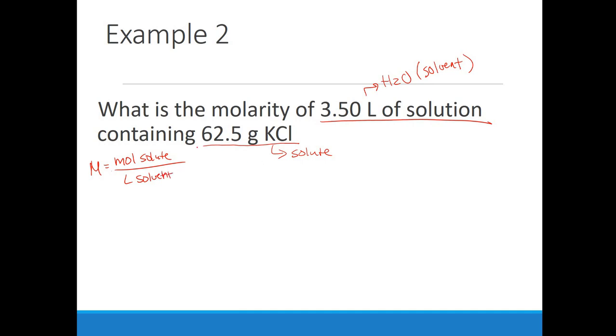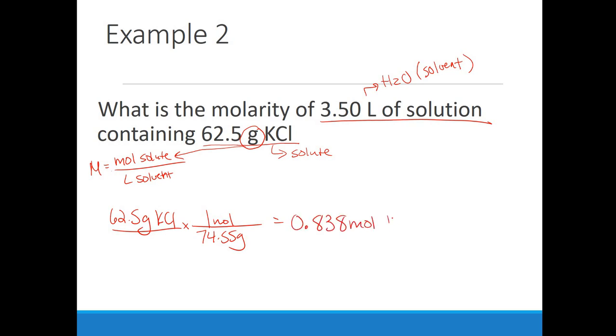We're looking here, and we have an issue. It says we have 62.5 grams of potassium chloride. That does not match that unit, so we need to convert it so the unit does match. We're going to take our 62.5 grams of potassium chloride and convert that using our picket fence to moles. We know the molar mass is 74.55 grams per 1 mole. We just looked up the molar mass, and that gives us, with sig figs, 8.38 moles of KCl.